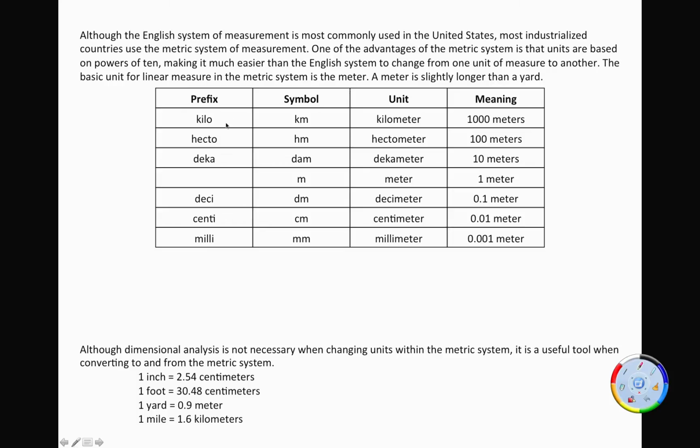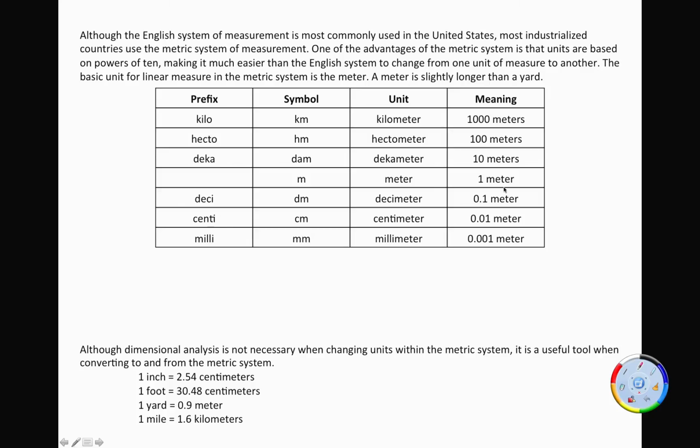Here are prefixes, and this isn't all of them, but these are the main ones. However, hecto, deca, deci aren't even that main. But these are our prefixes: kilo, hecto, deca, deci, centi, milli. Notice the ones that end in I. Those are all fractional parts.